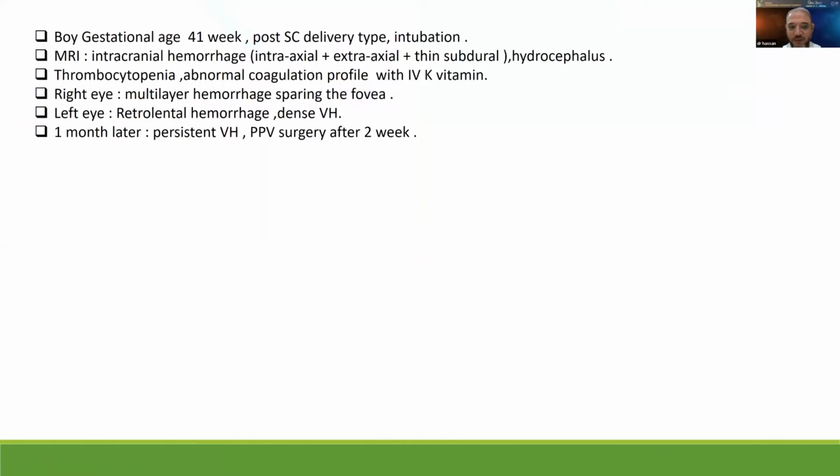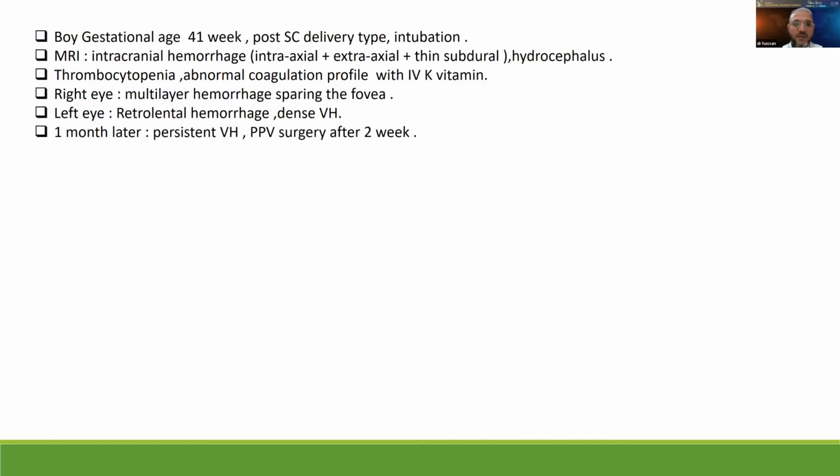About neonatal vitreous hemorrhage. During our screening for the NICUs in DHA, we faced this situation. I want to bring this topic here because maybe this is more common for us than retinal detachment or anything else. I will give a brief history about the baby. Full-term baby, cesarean section. The baby was intubated directly post-delivery. MRI showed intracranial hemorrhage, intraaxial and extraaxial, and the baby has thrombocytopenia and an abnormal coagulation profile.